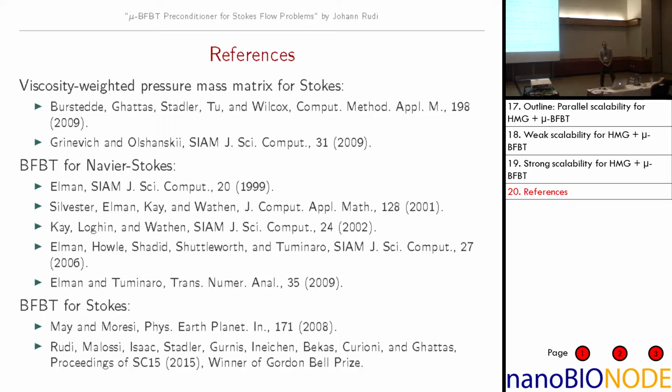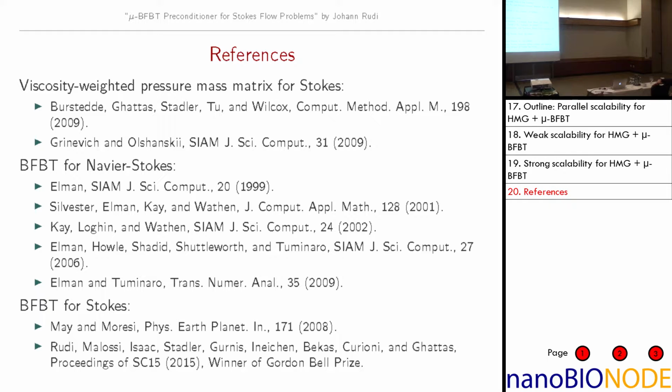Any questions? So I see that in your application there was no inertia, but the BFBT method was originally invented for problems that had inertia. Do you have any thought on whether it might work for inertial problems with variable viscosity?